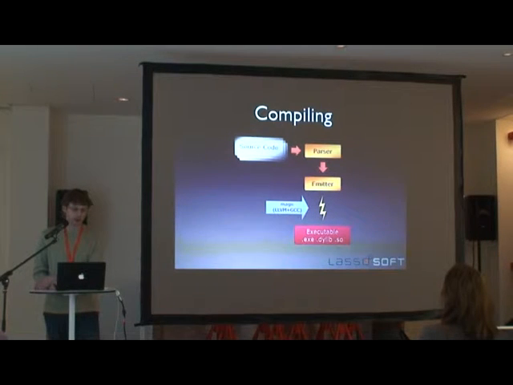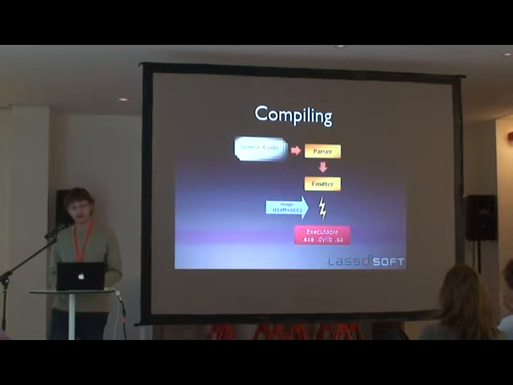So Lasso creates structures in memory to represent this code. It looks like a tree, and it's called generally an expression tree. And this tree represents the code that you give it, so it matches the code. The expression tree gets sent to the next step, which is the emitter.